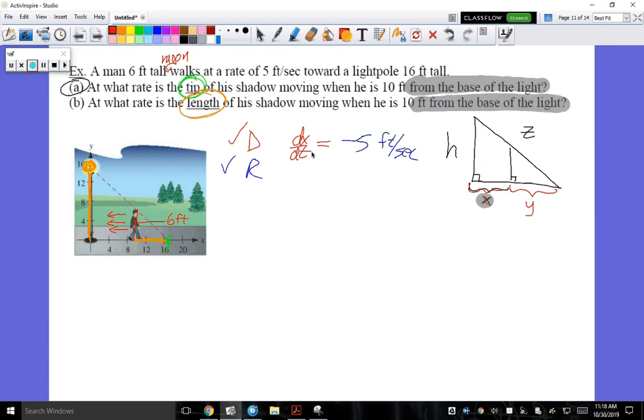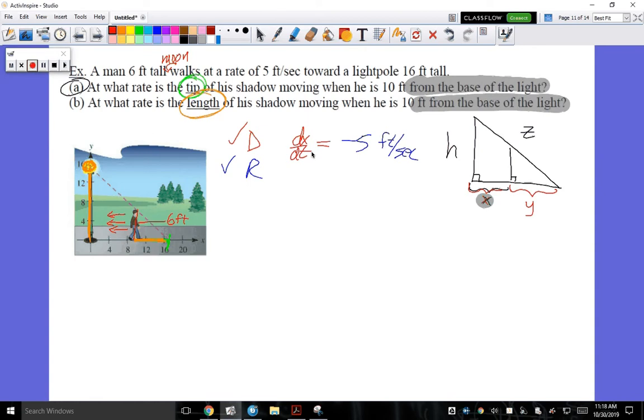Is it because he's already passed y? So y is the measure of that length. You're never past y. There's always a y in between your feet and the tip of the shadow. And there's always an x, unless you're right on the flagpole, between you and the light pole. Okay? Part A says at what rate is the tip of the shadow?